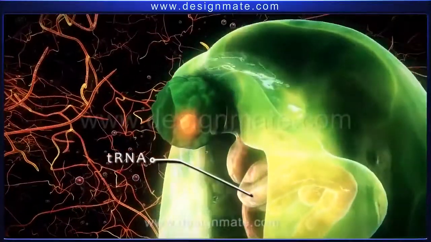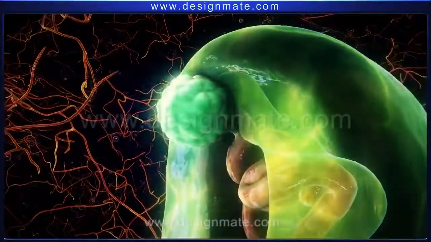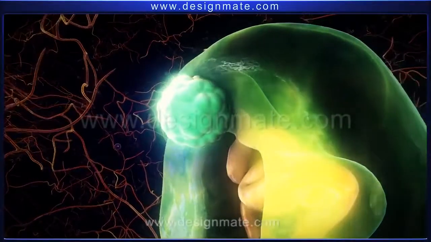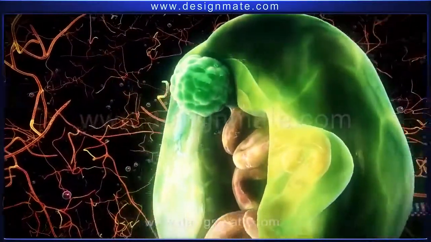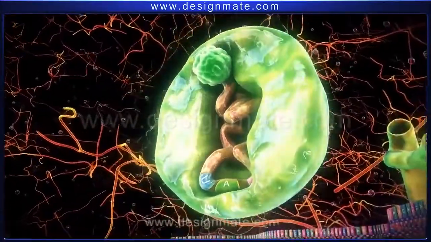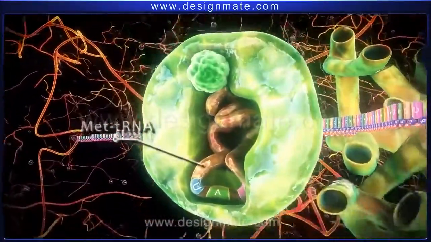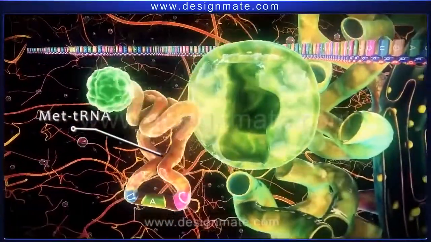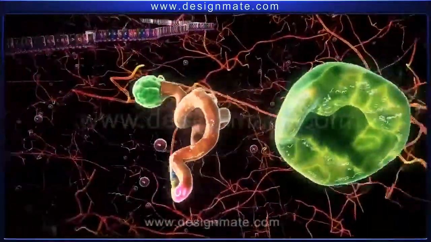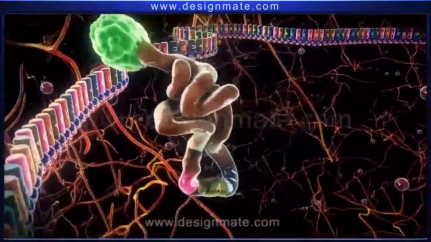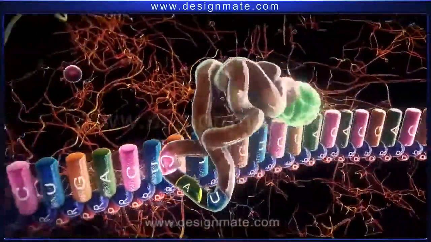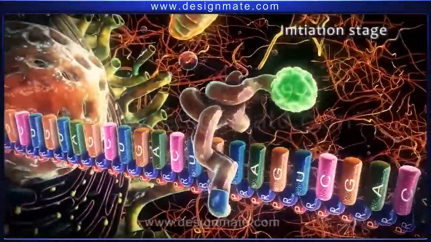Finally, tRNA and the activated amino acid bind together. This amino-acylated tRNA is known as met-tRNA and is released from the enzyme. This marks the commencement of the first stage of protein synthesis, the initiation stage.